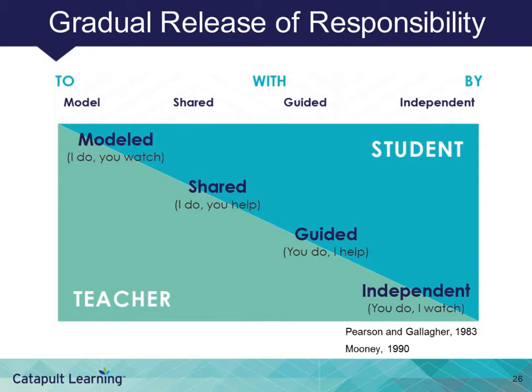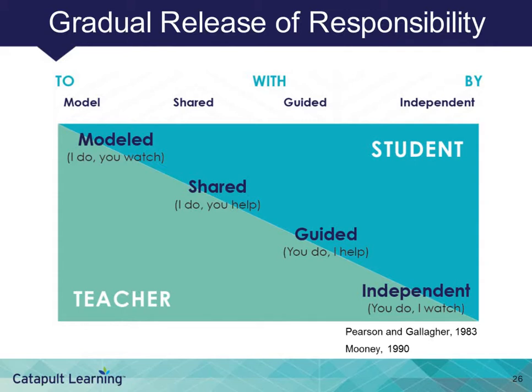Next, we have guided. The child is on the bike. Mom and dad are simply holding on to the back with one hand. He is riding the bike, but mom and dad are still in the back, coaching to remind him how to steer, balance, etc. Finally, independent. Mom and dad let go of the back of the bike, and he does it all by himself.